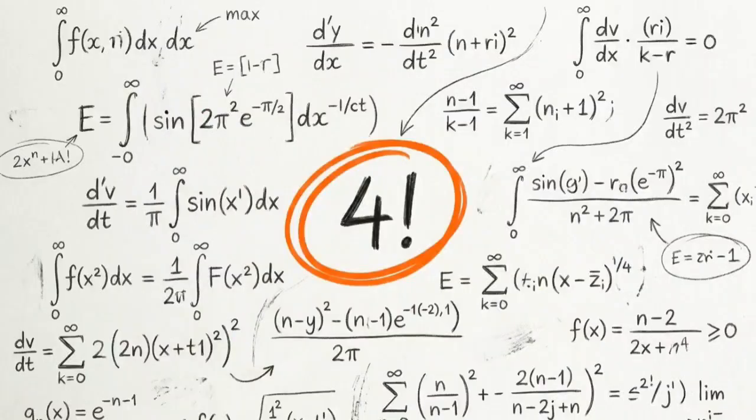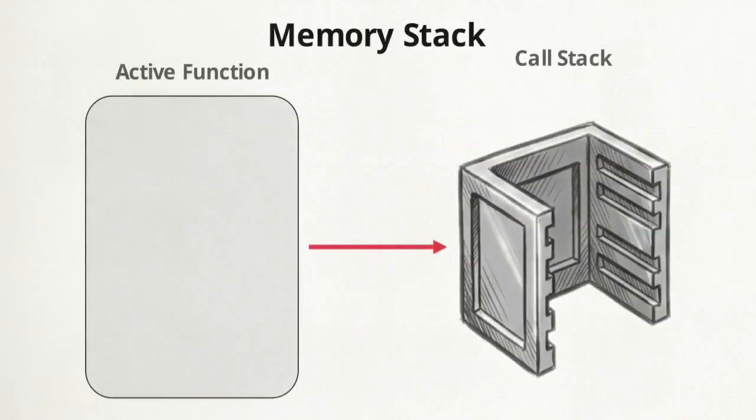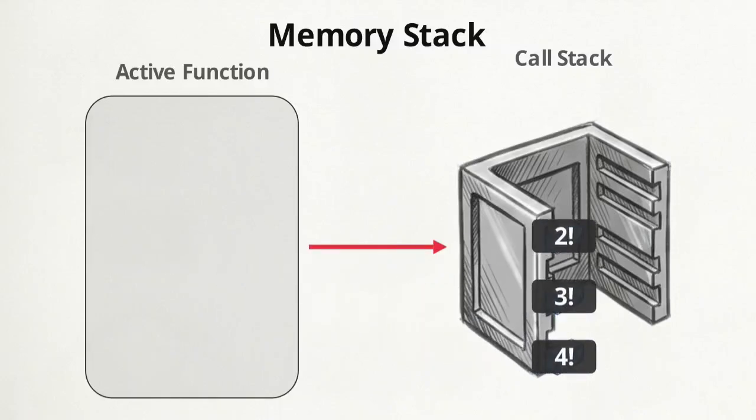To see this in action, let's look at a math problem, multiplying every whole number from 4 down to 1, known as 4 factorial. When the program calculates 4 factorial, it can't finish until it solves for 3, so it pauses 4 and places it on a vertical memory stack. It does the same for 3 and 2 until it hits 1, the known base case.